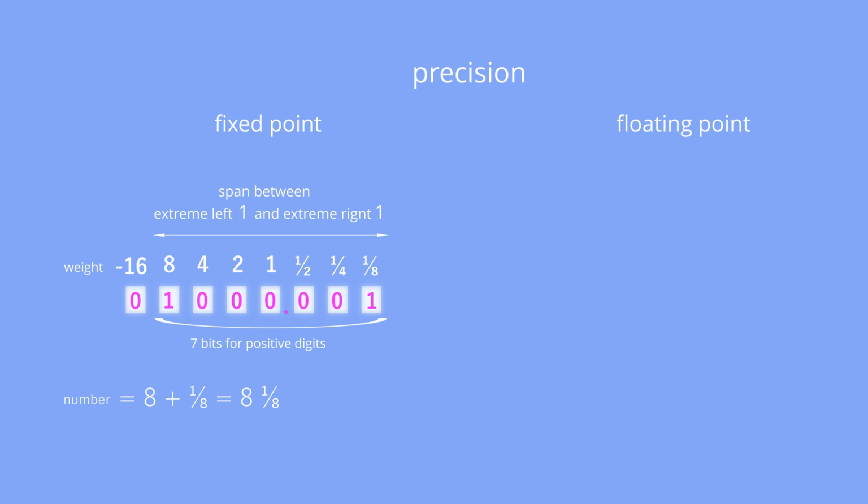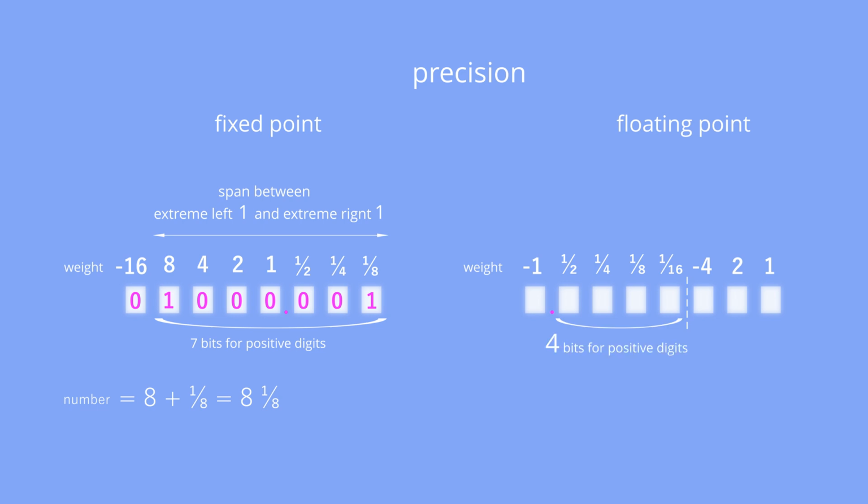If the number of available bits for mantissa is less than 7, this number cannot be represented accurately, or in other words, without approximation. If, for example, in floating point we have 5 bits for mantissa and 3 bits for exponent, we cannot represent the number 8 and 1 over 8 in floating point, because we have only 4 consecutive bits for a positive part of a number.